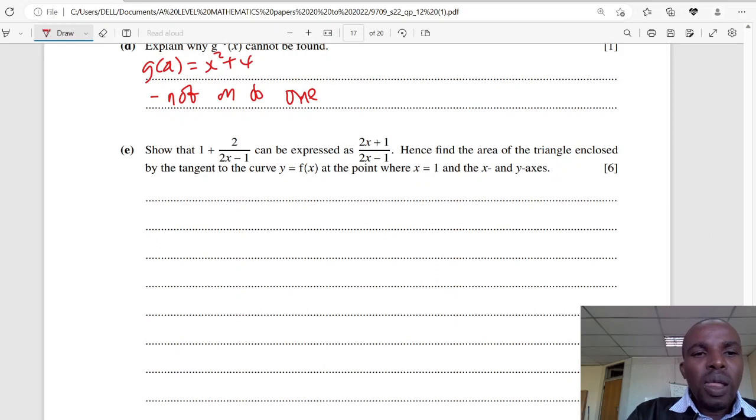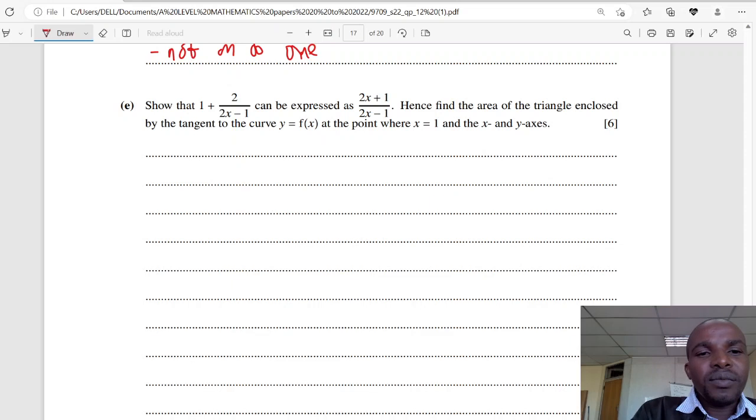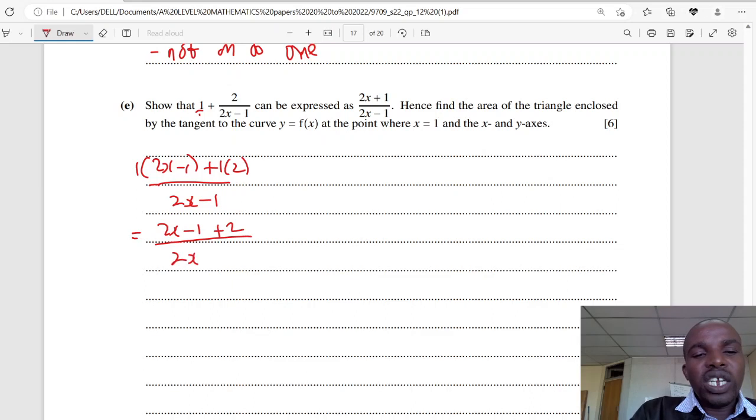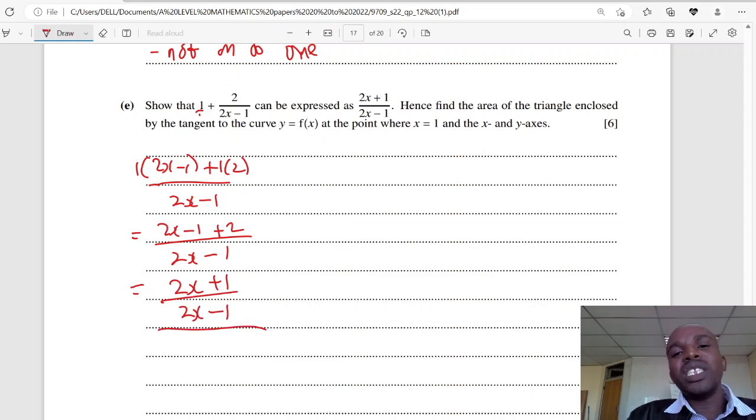Then next, they said show that f of x can be expressed in this form. So you just express it under one denominator. It will be over 2x minus 1. So you put this one over 1. 1 into 2x minus 1 is 2x minus 1 times 1, plus 2x minus 1 into 2x minus 1 is 1, times 2. So it will be 2x minus 1 plus 2 over 2x minus 1, which will give you 2x plus 1 over 2x minus 1. Shown. That's the first part.